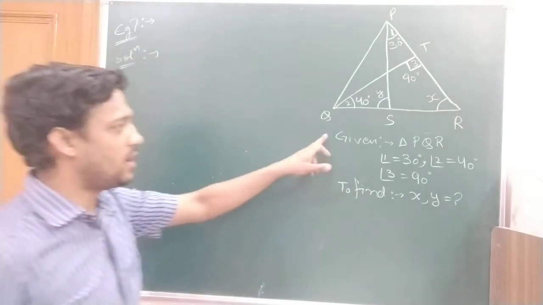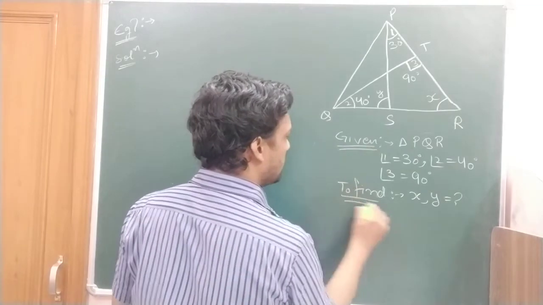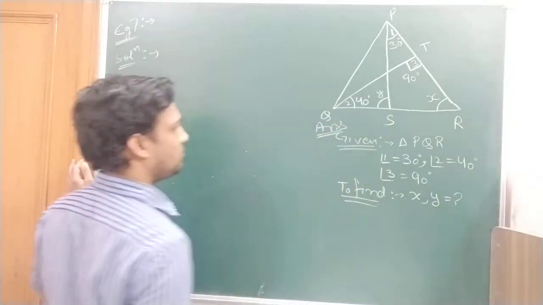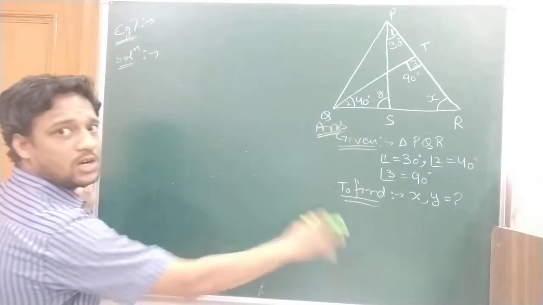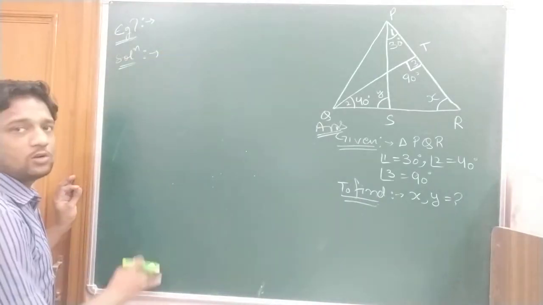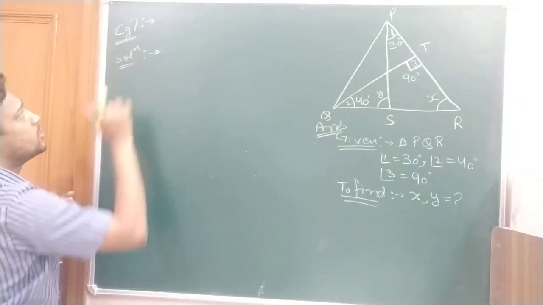So you also have to write the given and to prove. Given and to find. Answer always starts from here: given, to find, given, to prove, then solution of the proof. Okay. Now solution.